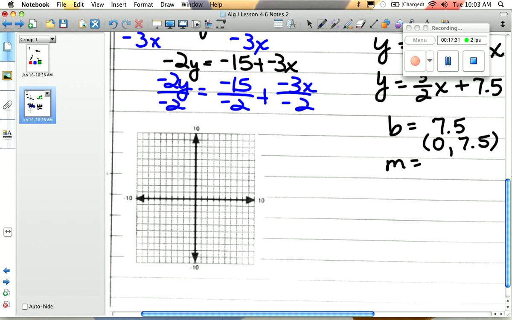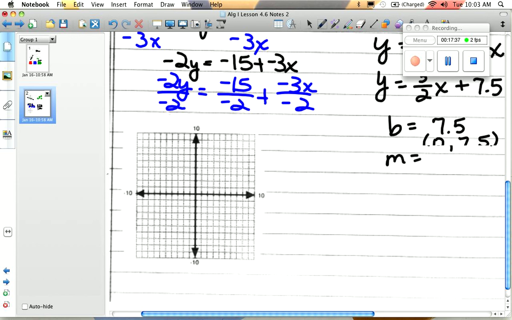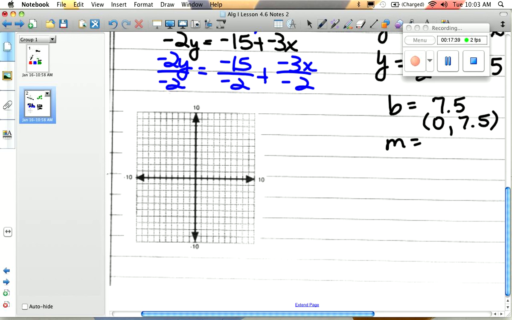Now, don't let that throw you off. It's okay that we have to start halfway between. So let's just go graph that. 0, 7.5. So we'll go up 6, 7, halfway between 7 and 8 at 7.5. I can't do it very well on here. Okay, and what's our slope? 3 over 2. Or, what's another way to do it? Negative 3 over negative 2.